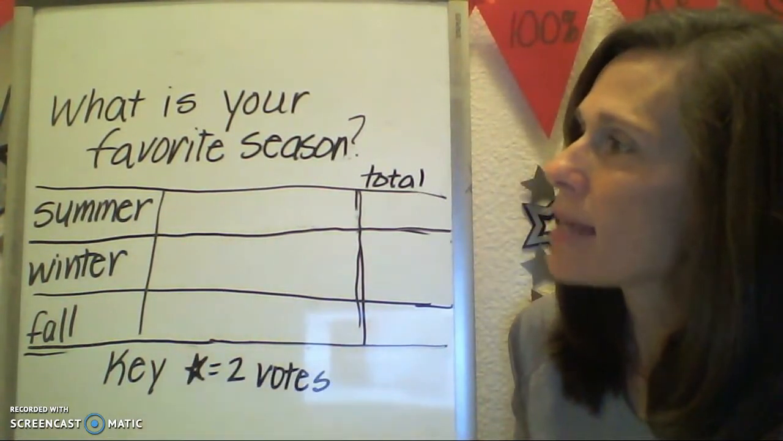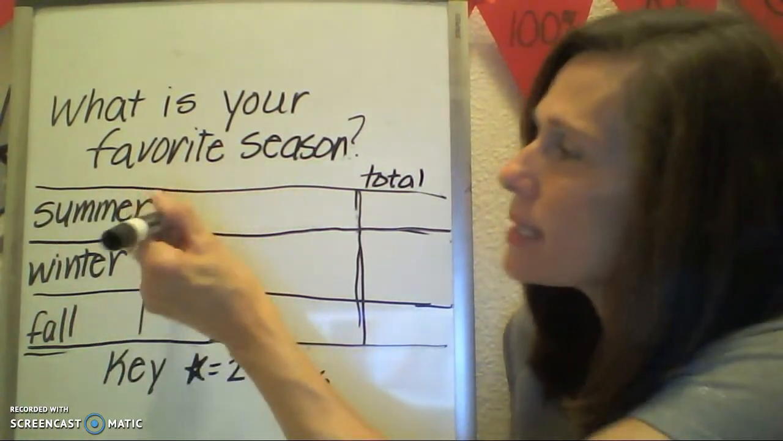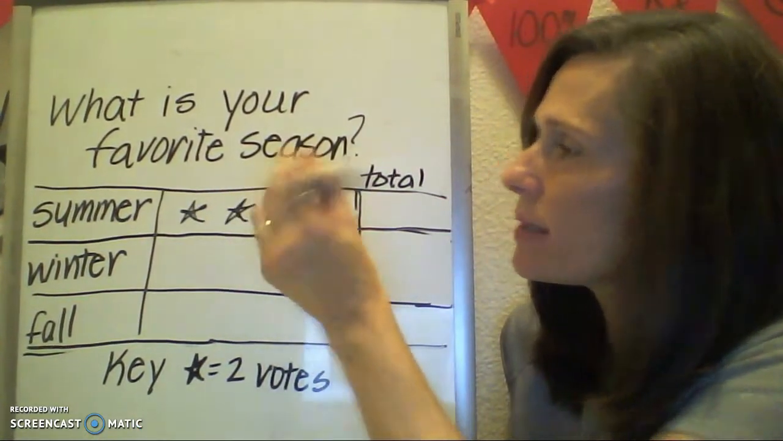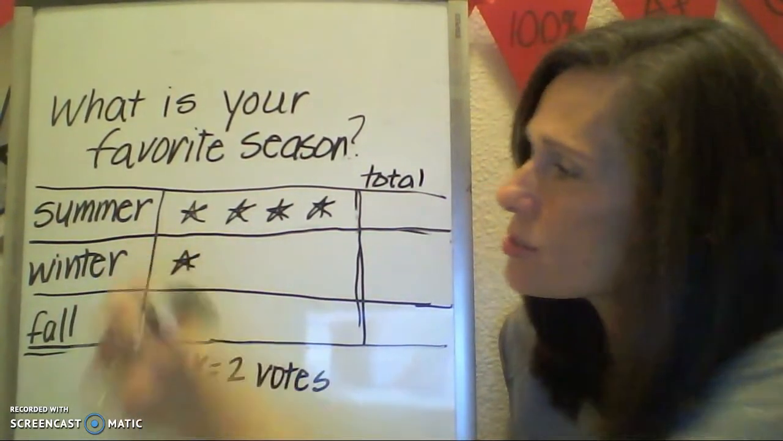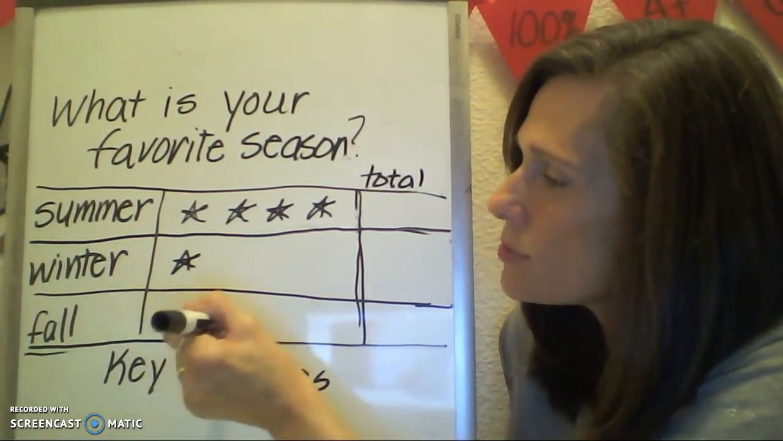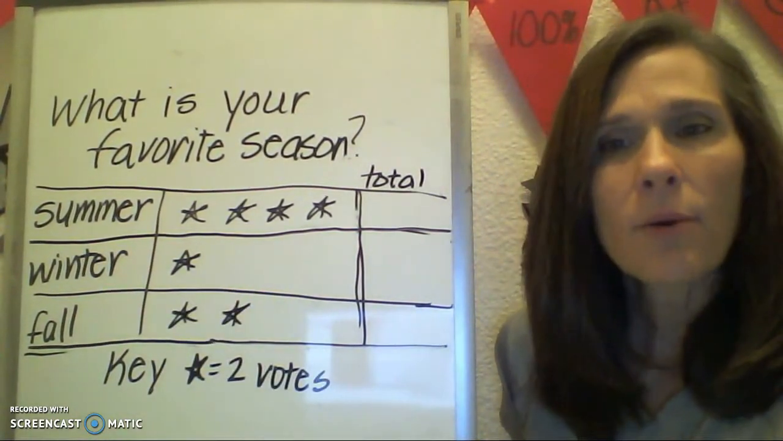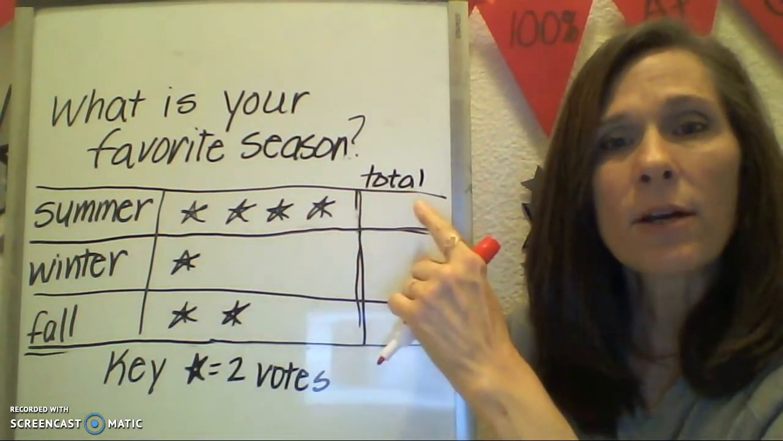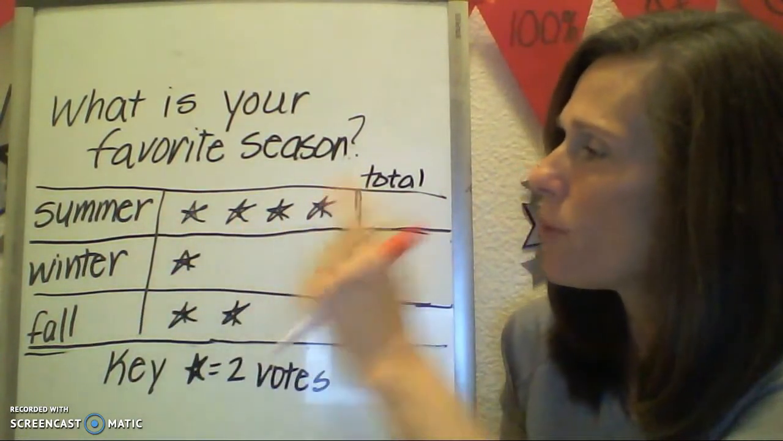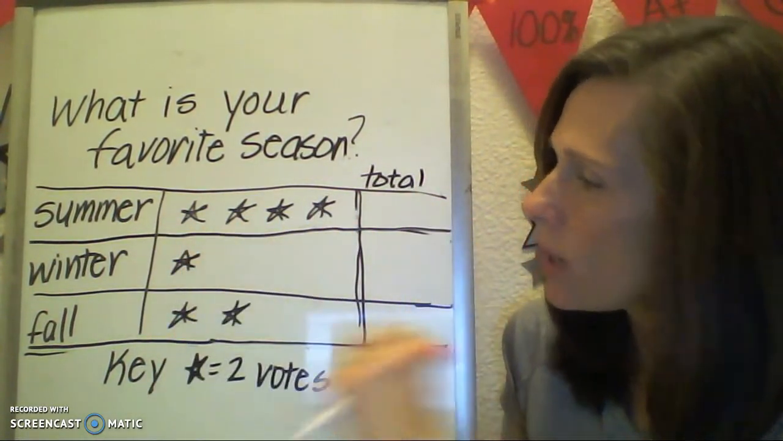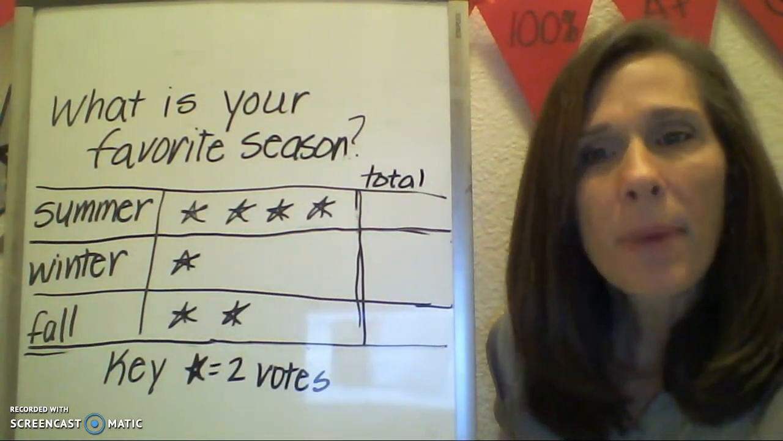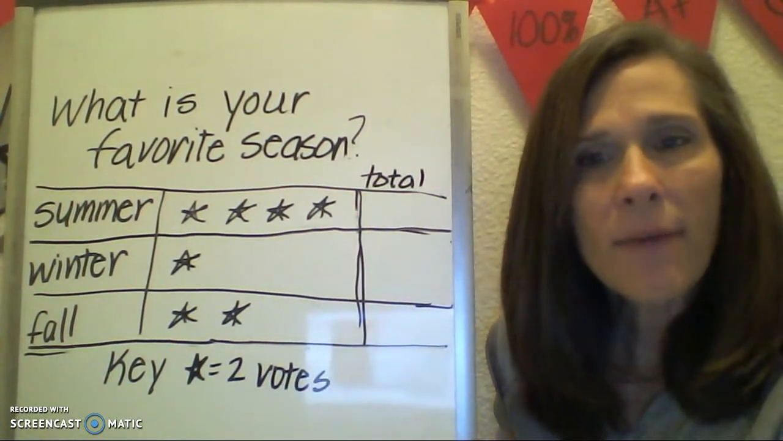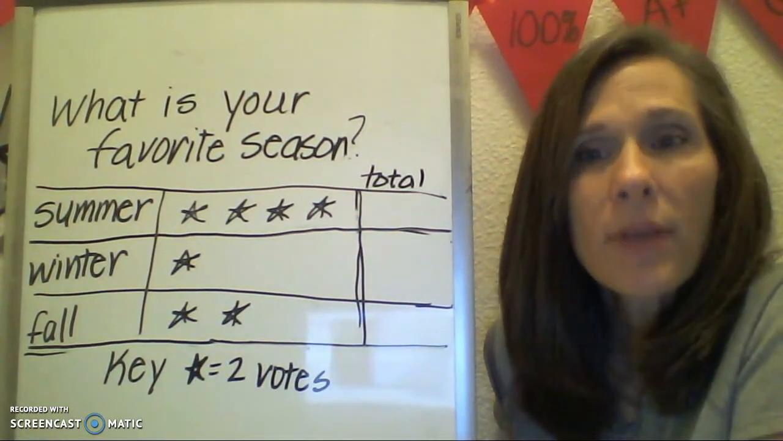Okay, so I would ask, what is your favorite season? So let's say we had some stars like this for summer. Let's say we have a star for winter. And let's say we have 2 stars for fall. Now, normally in a graph, let's say we're doing a bar graph or a tally graph, we would just count them up and write our total. So we would just say 1, 2, 3, 4, write a 4, 1, write a 1, 2, write a 2. But in a picture graph, sometimes the pictures that we have on our graph table represent more than one vote.